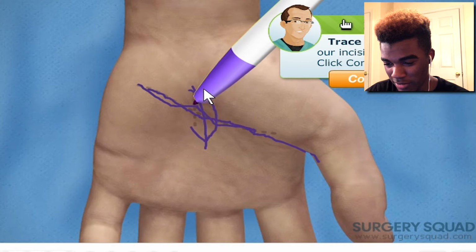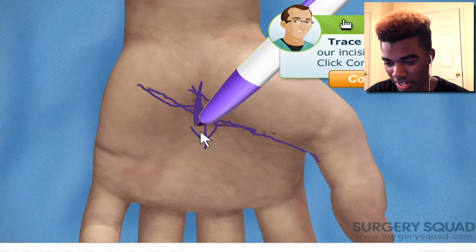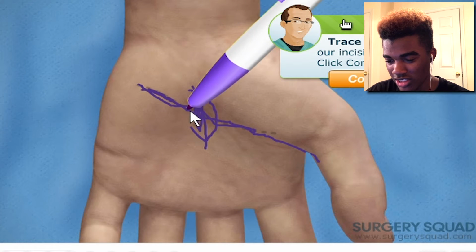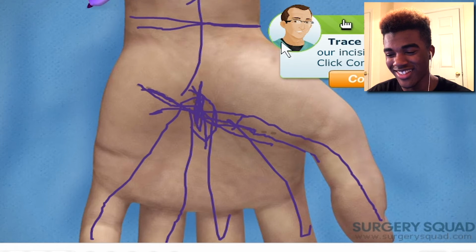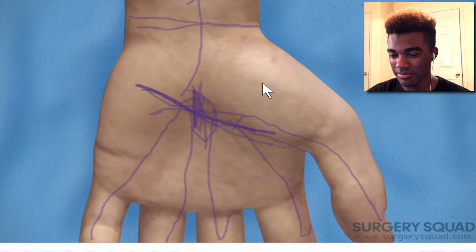You know how you trace your name? Look at this crap. Oh my God. You're gonna have so many slits in your hand. You know what? Let's just draw a skeleton. Let's be emo today. Right there. That's so wrong. Looks good to me.